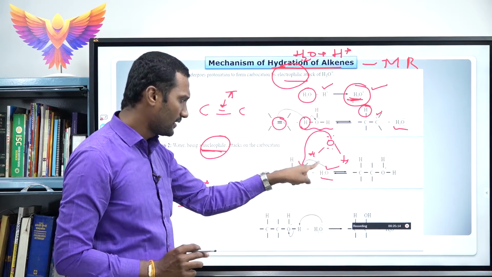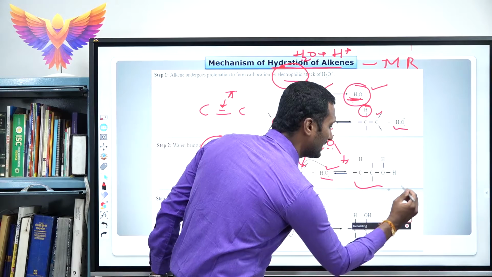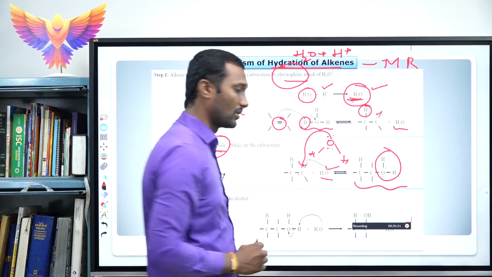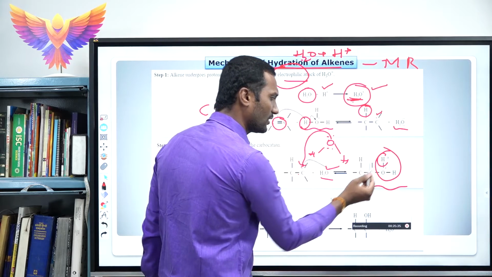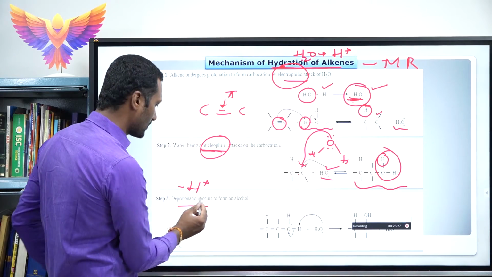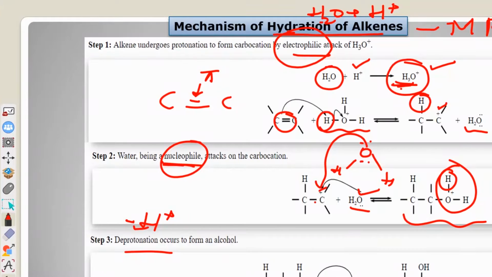So when this water reacted with the carbocation, you will get an unstable group, because the oxygen should bond with two groups, but here it is bonded with three groups. That's why it is unstable. So that's why in the third step there is deprotonation. Deprotonation means the removal of hydrogen.